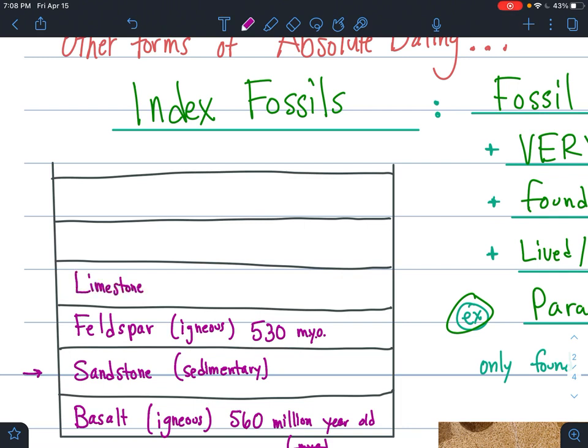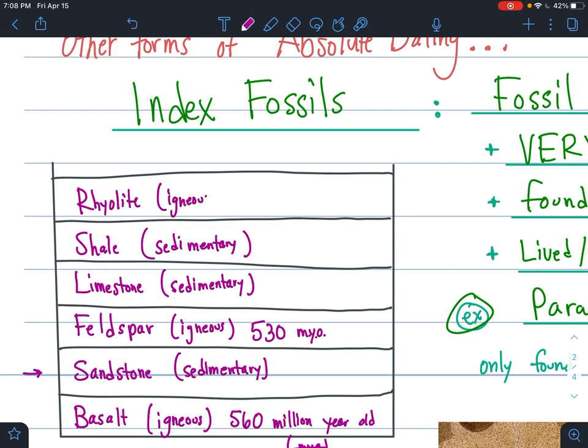Now, furthermore, let's say above the feldspar there's some limestone. Limestone is formed from a bunch of sea creature shells being cemented together, so this is also a sedimentary rock layer, and we can't figure out the actual age of that layer. Let's say there's some shale on top of that. Well, that's also a sedimentary layer. So again, we can't use radiometric dating, but let's say on top of that we have some rhyolite. Rhyolite is an igneous form, since it's magma that crystallizes, so we can use radiometric dating, and let's say we find out that this is 510 million years old.